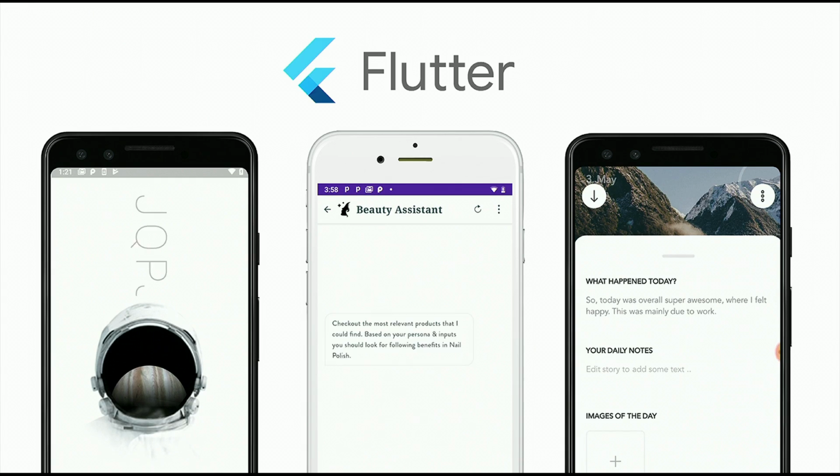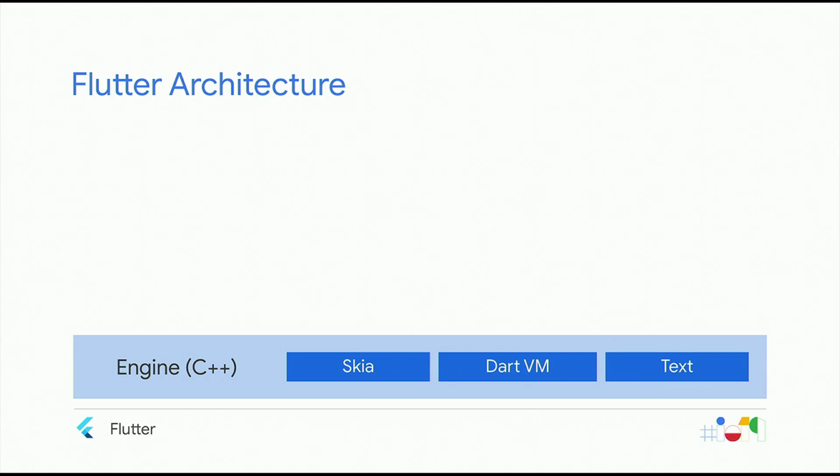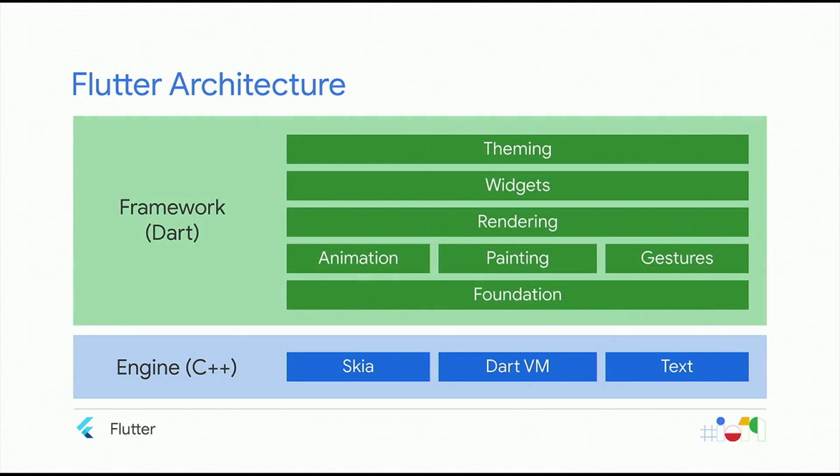Here's some examples. If you look at the Flutter architecture, on the lowest level is a C++ engine. Flutter doesn't use the native UI stack or widget library on iOS or Android. It has its own, and it runs on its own runtime. Skia is part of that, the engine that drives Chrome as well. The Dart VM is buried in there as well, along with some tech support. And then the whole Flutter framework is all written in Dart.